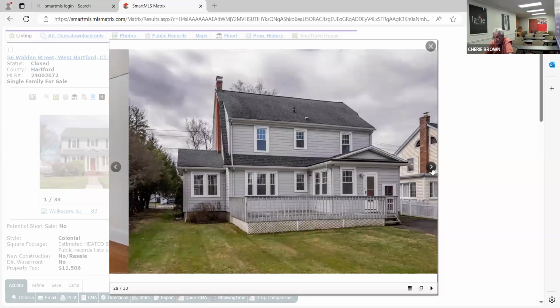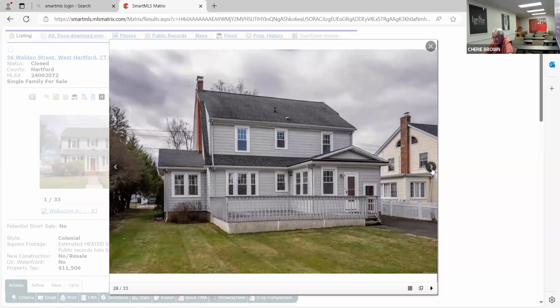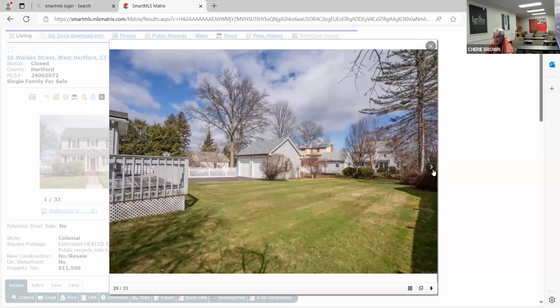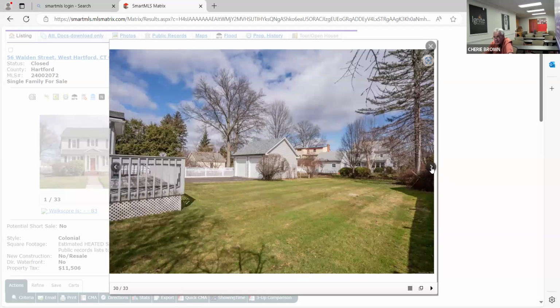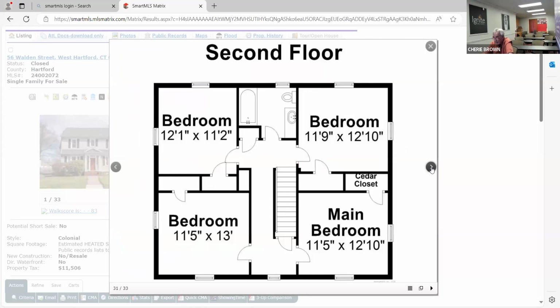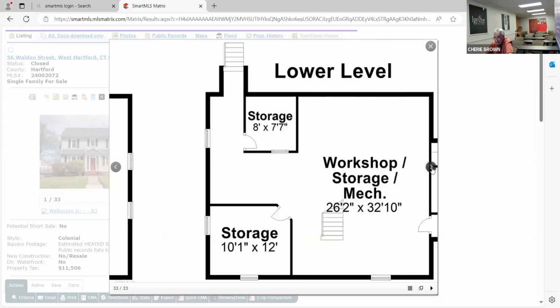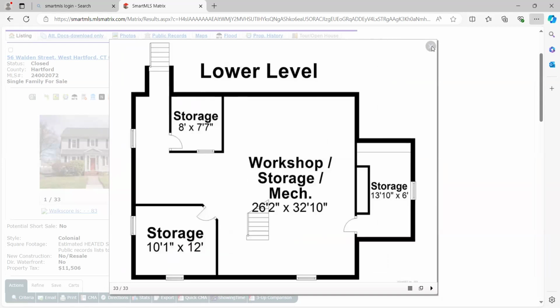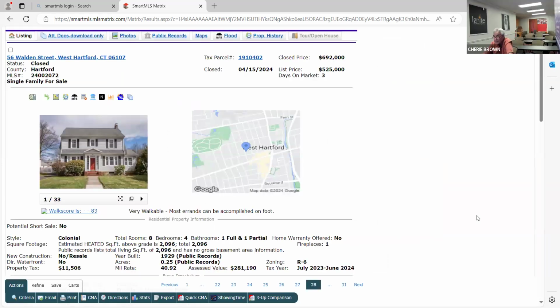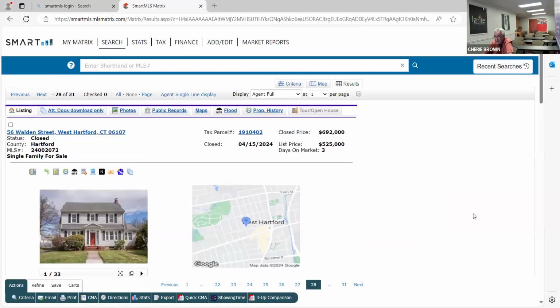Certainly location is really, really good. The exterior is very attractive, nice little yard, deck. The interior is two-car detached, definitely needs some work. It's not pristine. I wouldn't call it superior. However, look at that sale price, huh? It's 692. Wow.